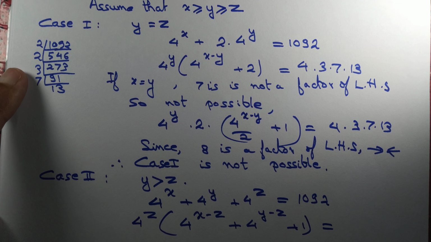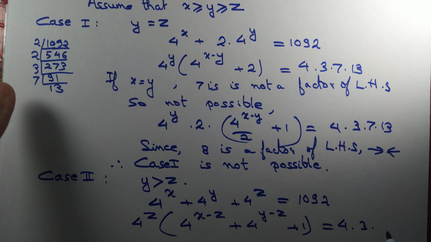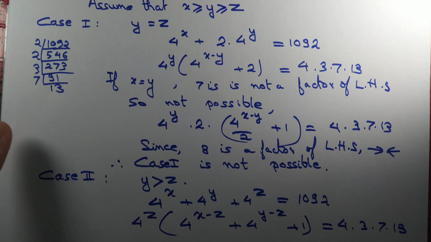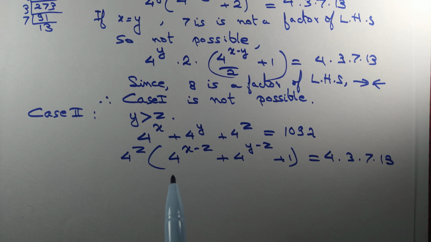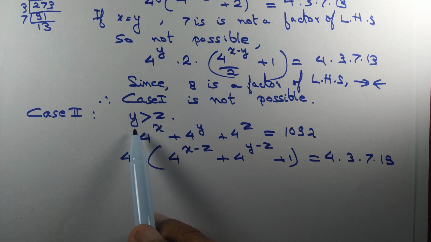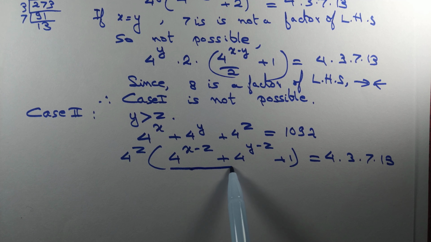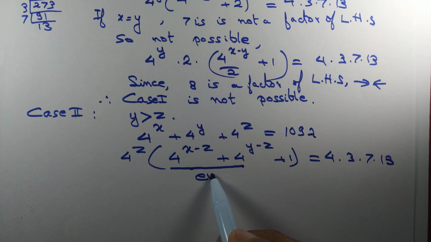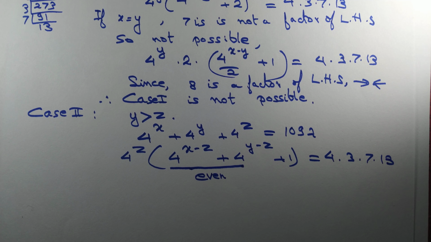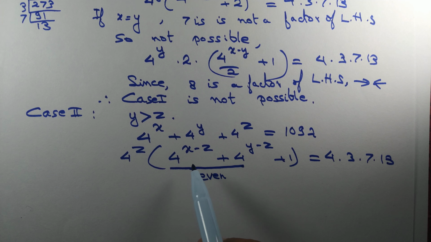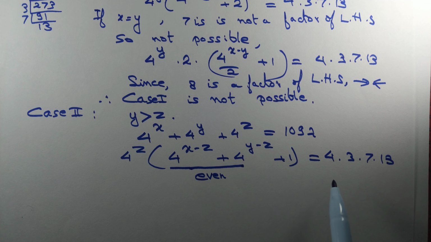We have factored 1092 as 4 times 3 times 7 times 13. Now as x is greater than or equal to y and y is strictly greater than z, this quantity is even and so is this. Even plus even plus 1 is odd, so this quantity is odd. Now we have 4^z times an odd number equal to 4 times 3 times 7 times 13. So the only choice is z equal to 1.